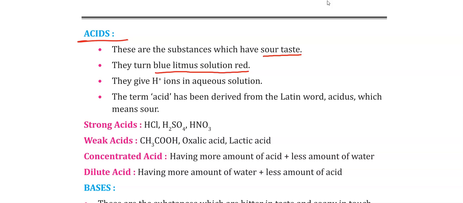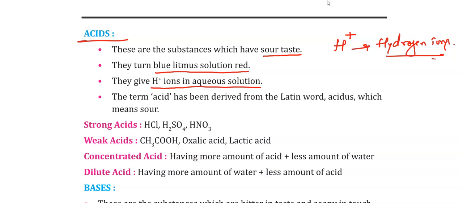And children, a very important concept I would like to give you here, the very important point: acids give H plus ions in aqueous solution. Okay, they give H plus ions. This H plus is nothing but hydrogen. They produce hydrogen ions in aqueous solution.